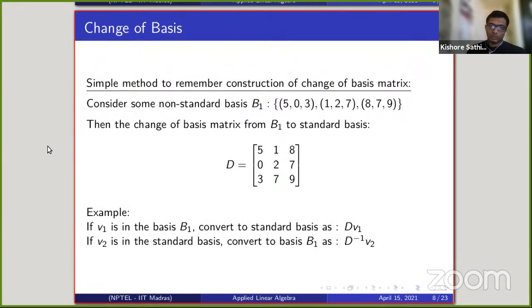So now that we have our change of basis matrix from the non-standard basis to the standard basis, let us see how we can apply this. We take a simple example. So if V1 is in the basis B1, the non-standard basis, then to convert it to the standard basis, you simply pre-multiply that vector by D. And then you do the opposite for the next case. If V2 is in the standard basis, then you convert it to the non-standard basis by taking the inverse of D and pre-multiplying that to V2. So once more, non-standard to standard, pre-multiply by D, standard to non-standard, pre-multiply by D inverse. So keep this in mind because we'll be using this in the next couple of slides.